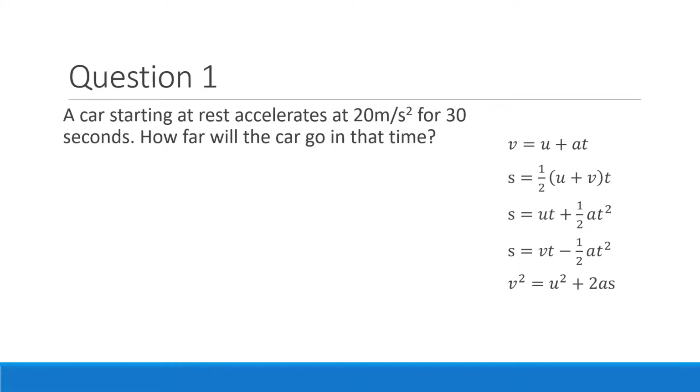So a car is starting at rest and accelerates at 20 meters per second squared for 30 seconds. How far will the car go in that time? Quick heads up: whenever you see the words starting at rest or coming to rest, that means 0 meters per second. If you're not moving, you're at rest. So that's what that value means.